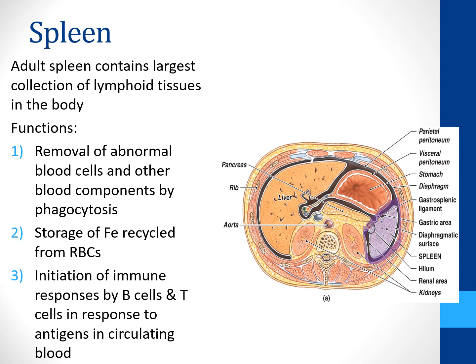And it helps to initiate the immune responses by B cells and T cells. When there are antigens within the blood, they can get detected within the spleen and then stimulate T and B cells to start creating plasma cells and antibodies. So when there are circulating antigens, they can get picked up in the spleen, stimulate an immune response.